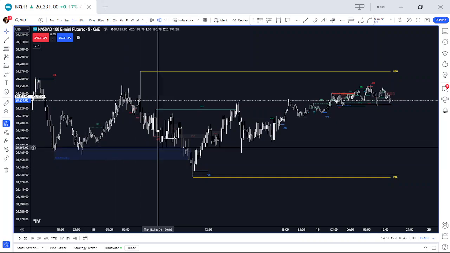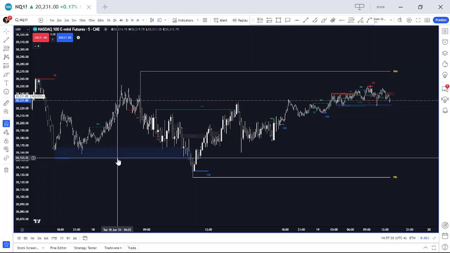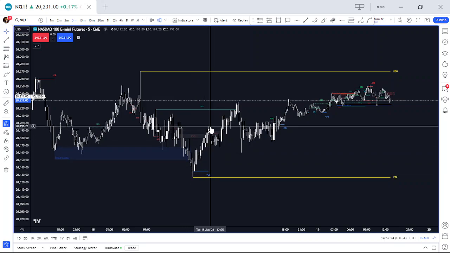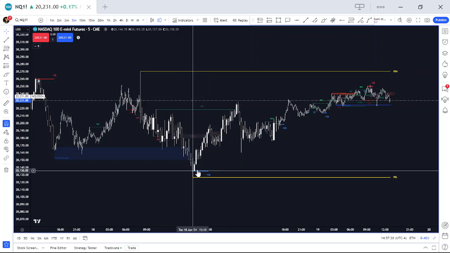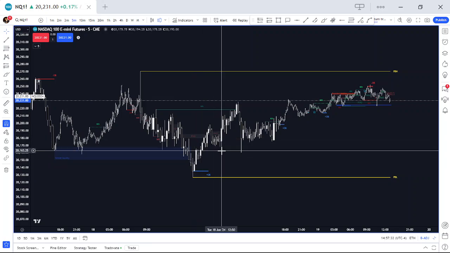So price was up above here. This was our sell side liquidity. And you can see how price went through it quickly and reversed quickly. So that is a really good liquidity grab right there that could be traded off of.